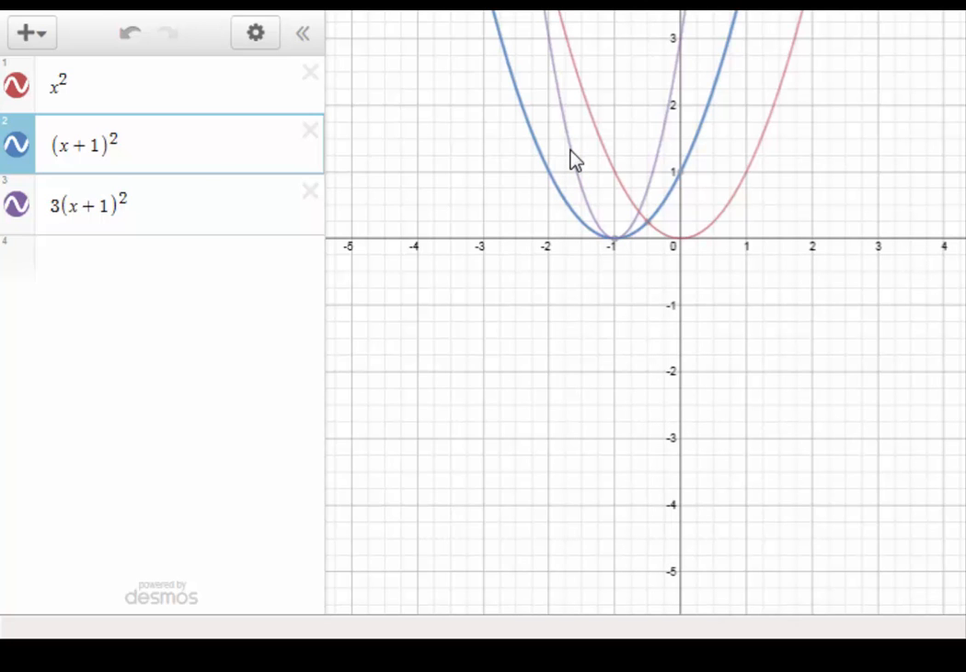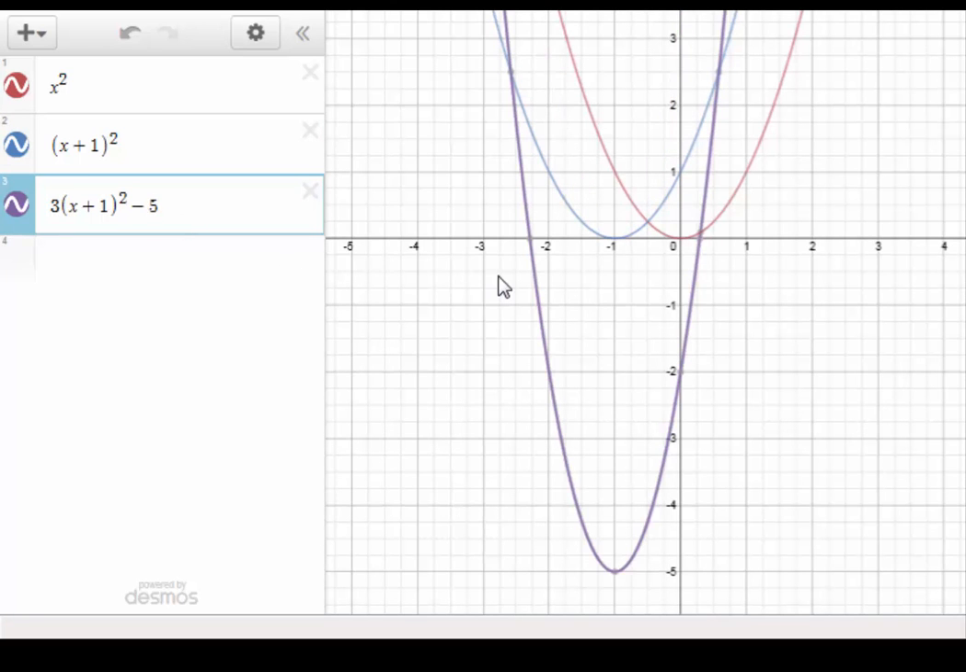Then, let me take the expression here and subtract 5 to show that the purple graph gets moved down 5 now that I've inserted the subtraction of 5. So to summarize, the plus 1 inside the squaring process moved the red graph left 1 to obtain the blue graph, and then the factor of 3 made the graph skinnier, so to speak, or vertically stretched it, and then the subtraction of 5 moved the graph down 5. Now it's just a matter of you comparing the purple graph here on Desmos with the problem given in MathXL.